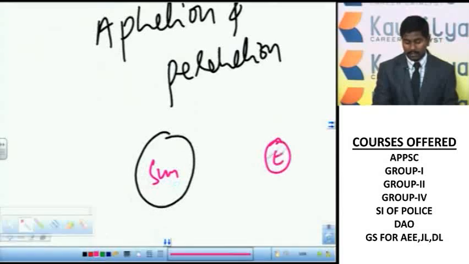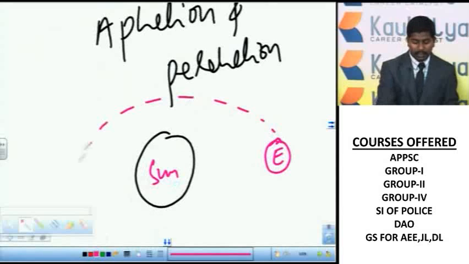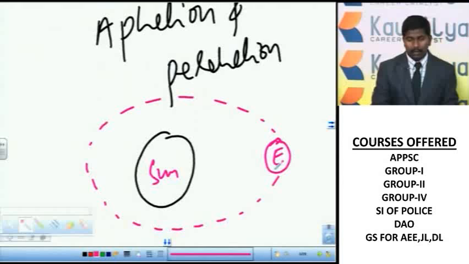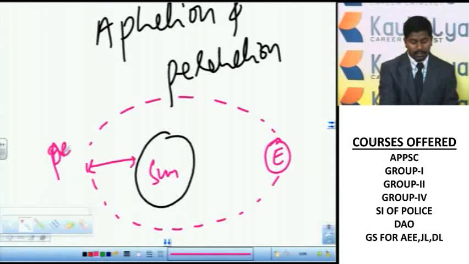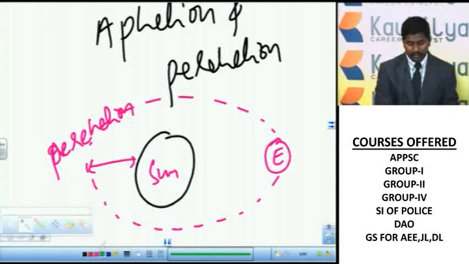at one time it comes very close to the sun, and at another time it moves farthest from the sun. This position, when the earth is very close to the sun, not only earth, any object in the solar system, when it comes very close to the sun, is called perihelion. Whenever the earth moves farthest from the sun, it is called aphelion.